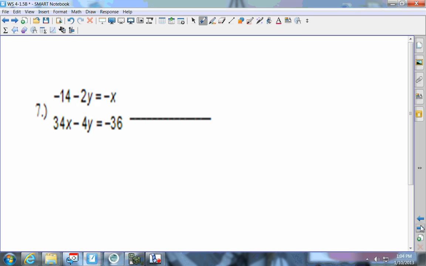Number 7. So that's the last one on this one. Take a minute and solve both of these equations for y and find their intersection.